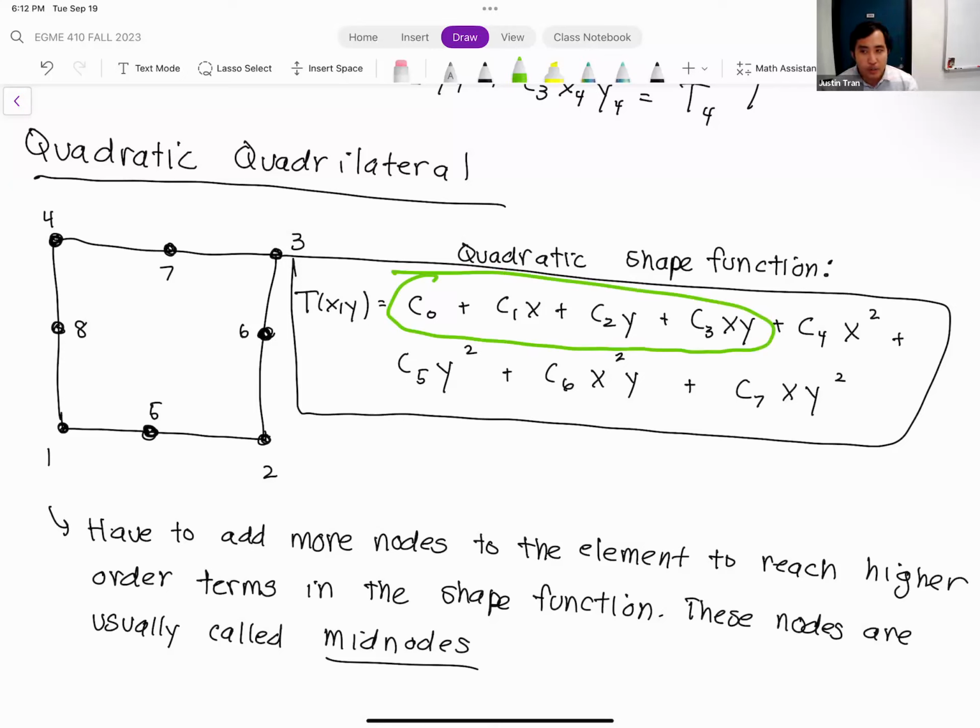You can't make a shape function that jumps directly to x squared or y squared, because finite elements have this other requirement called completeness. Under completeness, you need to have all the preceding terms before you jump to the higher order terms. So we need to add those nodes to get us up to quadratic. All right, any other questions on this?